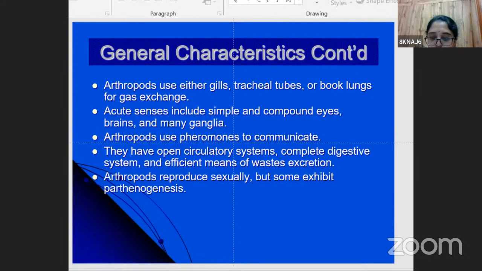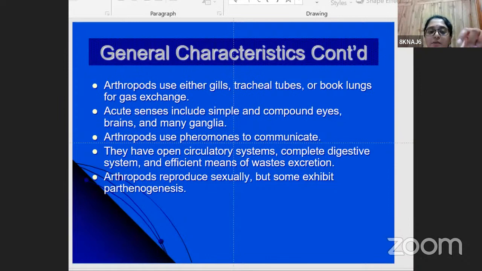And when it comes to the arthropods, you get to see that they are unisexual. There is sexual dimorphism, that is male and female are different. Gonads, gonoducts are usually paired. Fertilization is internal. Development can be direct or indirect. And indirect has quite a number of larval forms also present. And you have something called metamorphosis, which is seen over here.